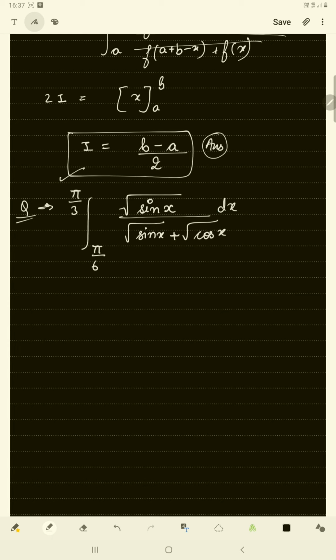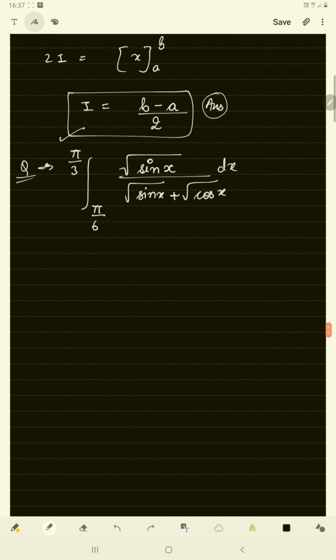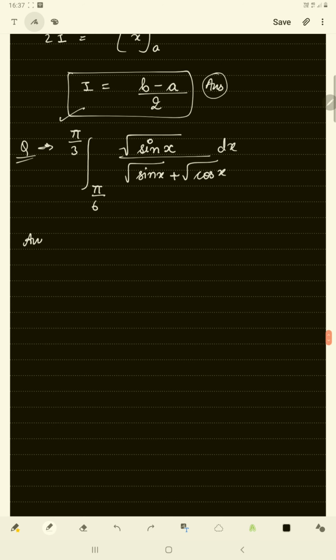Now if you remember, we did a similar question in the King's property where we had 0 to pi by 2 as our final limits, but we have pi by 6 and pi by 3 as our limits. So we need to configure something to make this question work out easier for us, so we can actually just apply the King of Kings property over here.